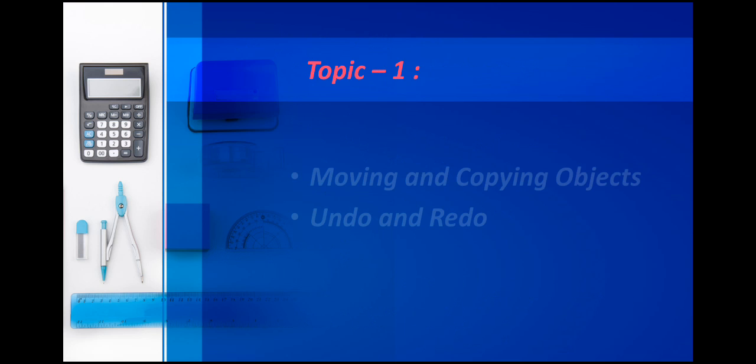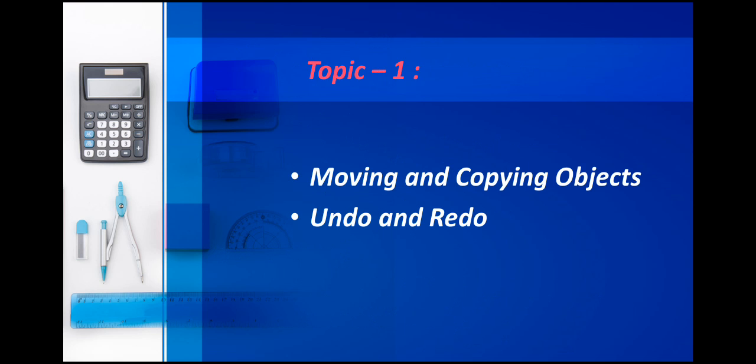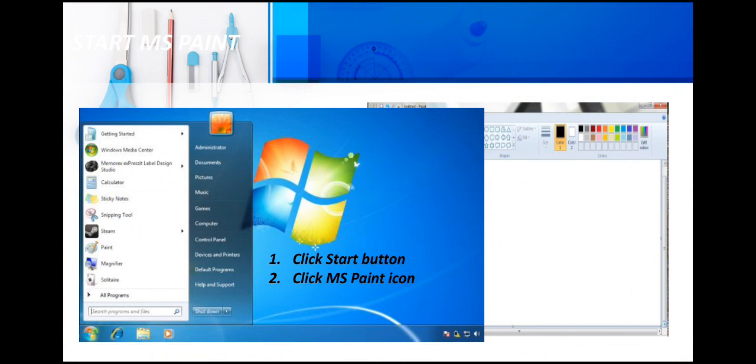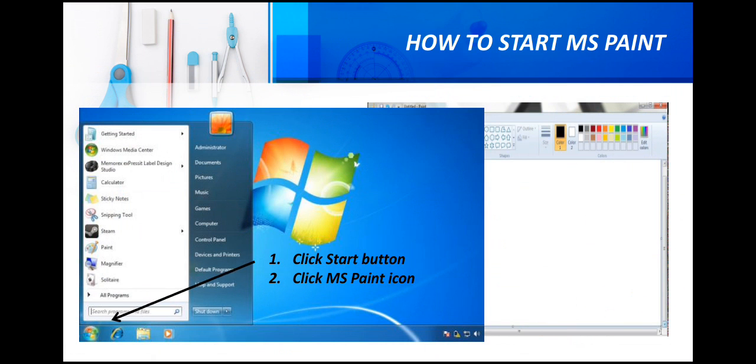Topic number 1. Okay, we are starting a new topic. So let's talk about how to start MS Paint. When we talk about the software requirement, after clicking the start button you will get this software. What are the easy steps? Number 1, click the start button, this round shape button.